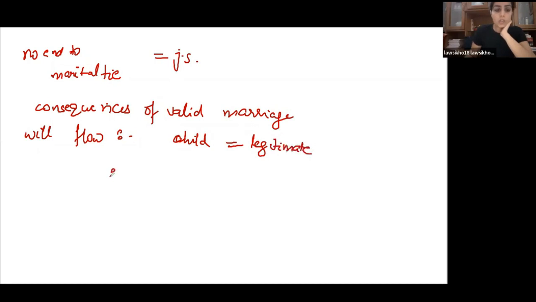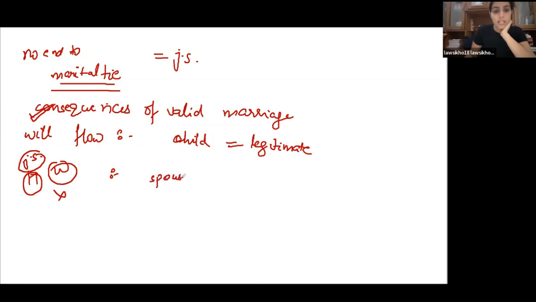And suppose during judicial separation is in force, either the husband or the wife dies. Since there is no end to marital tie and the marriage is still valid and subsisting, the other spouse will inherit the property of the other. All the consequences of valid marriage will flow.